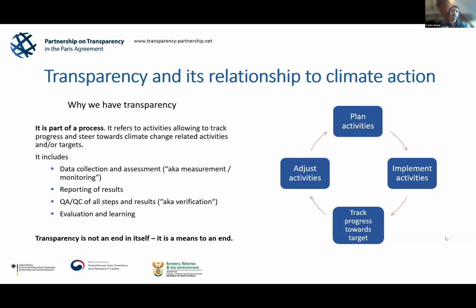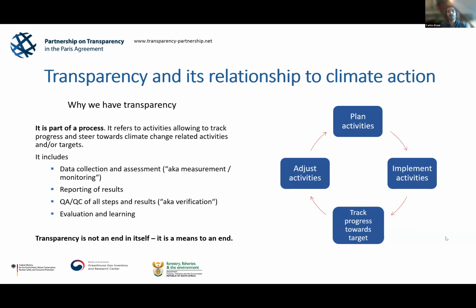So that's where transparency comes in handy, because it's what basically gives you all the information you need to implement this policy cycle. And as you can see on the left-hand side again, when we're talking about transparency, we should talk about data collection and assessment, or what you would normally call measurement or monitoring, the reporting of results to either constituencies, or in the case of the Paris Agreement, to the international community, and then a verification of what you're doing. And of course, the last step is evaluation and learning, because as I said, this is a cycle.